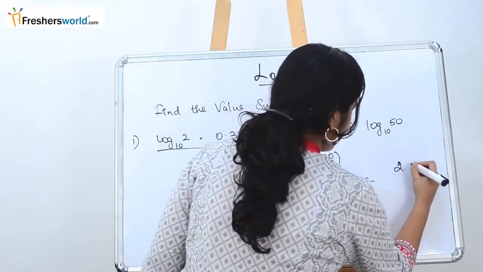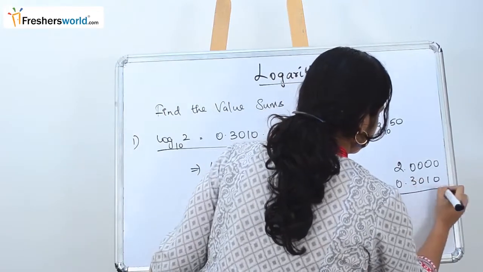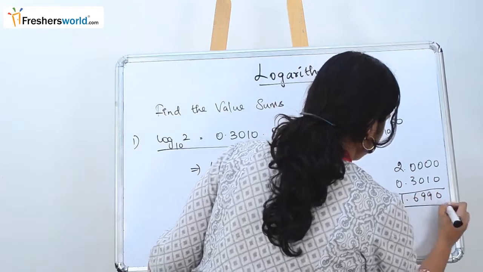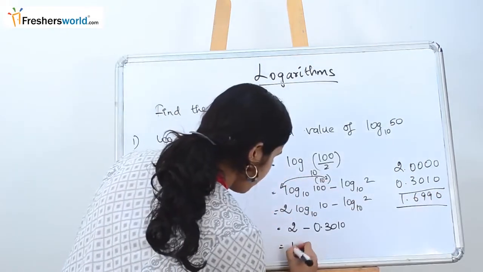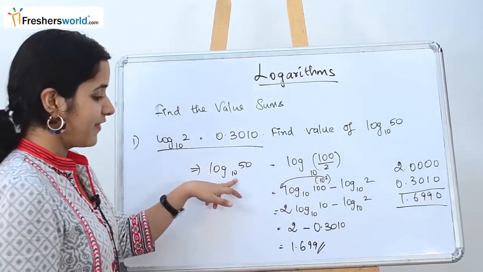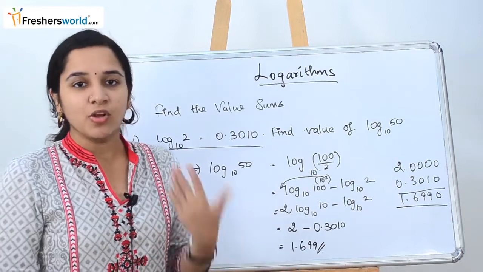So now we have to subtract it and get the value. 0, 9, 9, 6, 1. So the value is 1.699. So once you solve log 50, the value that you are attaining is 1.699. To understand this concept better, let's solve some more problems.